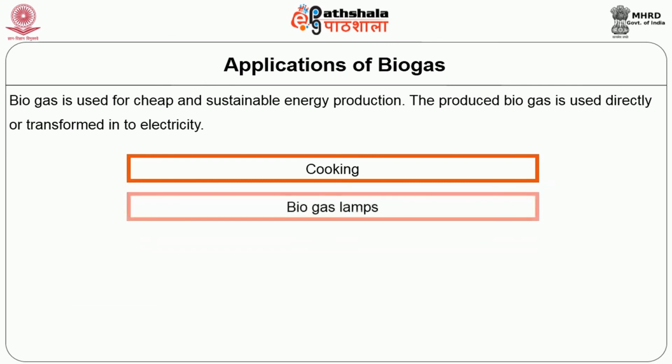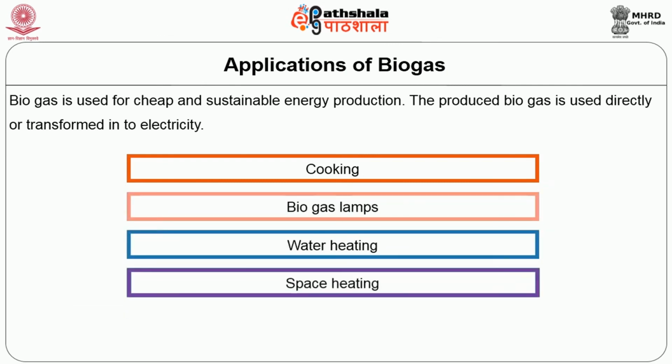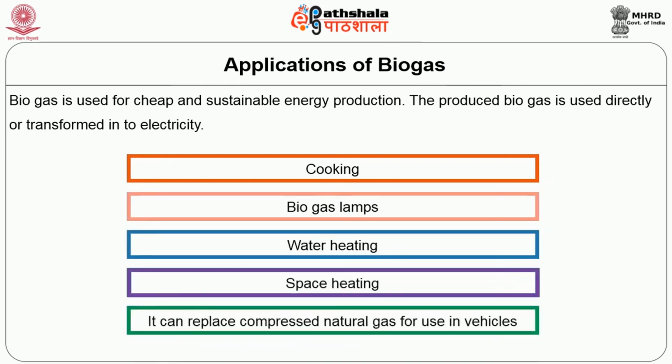Applications of biogas. Biogas is used for cheap and sustainable energy production. The produced biogas is used directly or transformed into electricity. Uses include cooking, biogas lamps, water heating and space heating. It can replace compressed natural gas for use in vehicles.